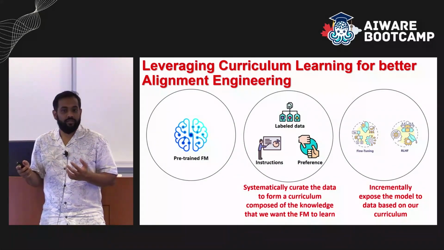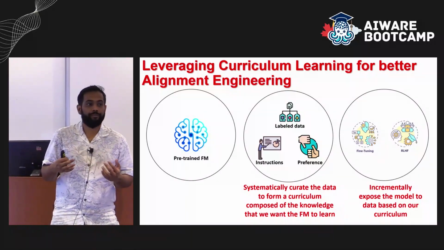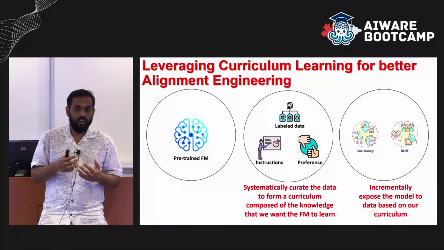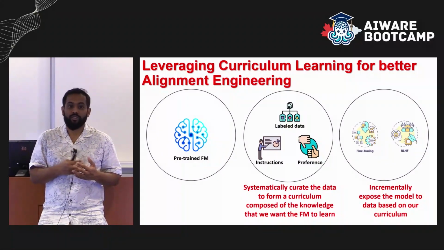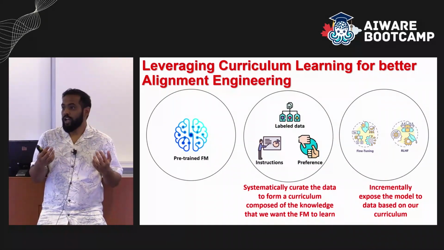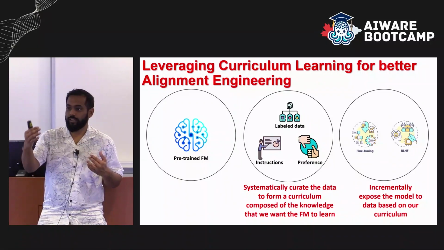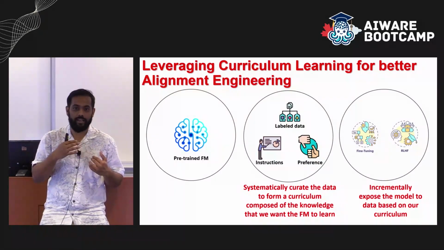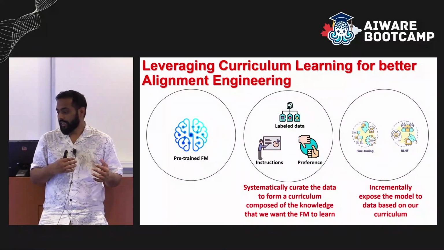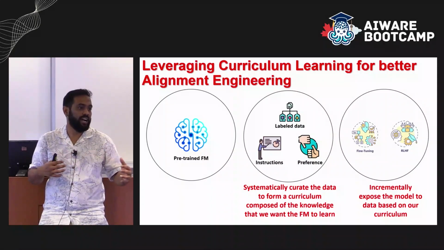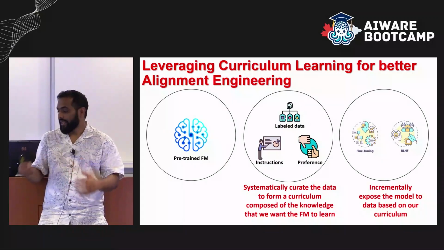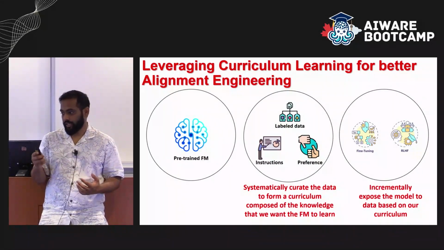So there are two things that we can do here to enable that. First, we can systematically curate the data, which is typically the longer part. Imagine when we are designing a course, it takes a lot of time and effort to design the course in the right way, design the structure, and decide what kind of data goes where. So creating this curriculum, the first part is, once we have all the data from the data alignment process, we create a curriculum, and then we incrementally expose the model to the data based on our curriculum.